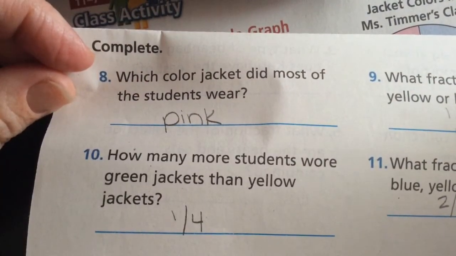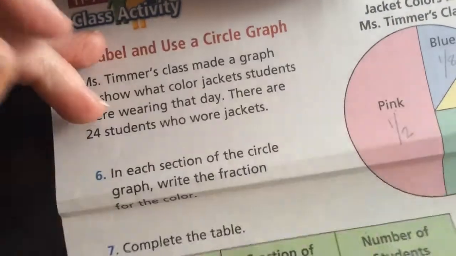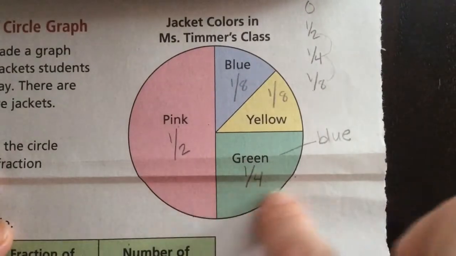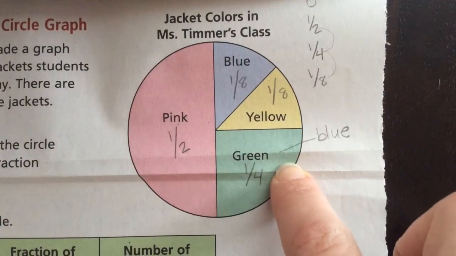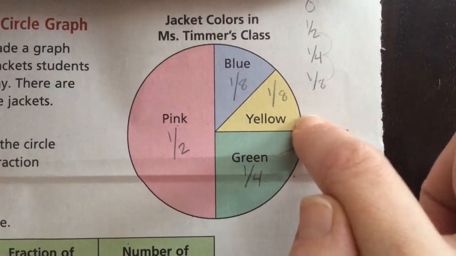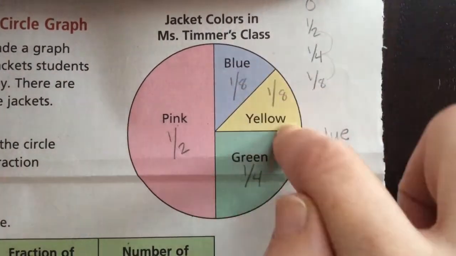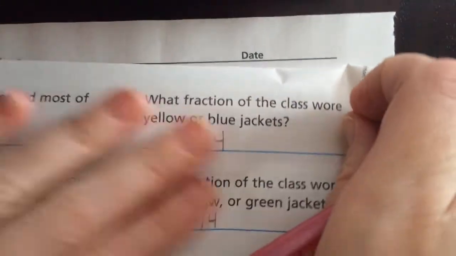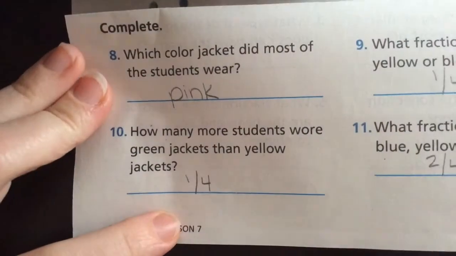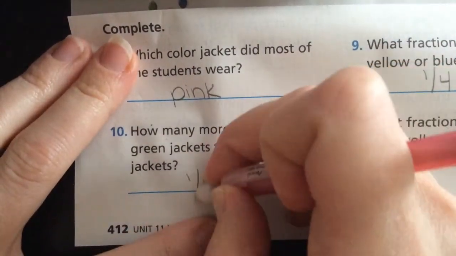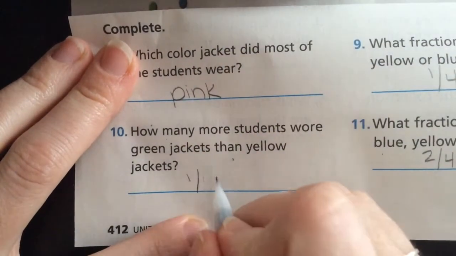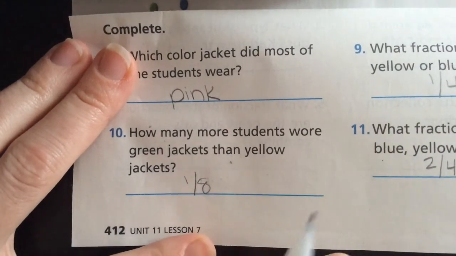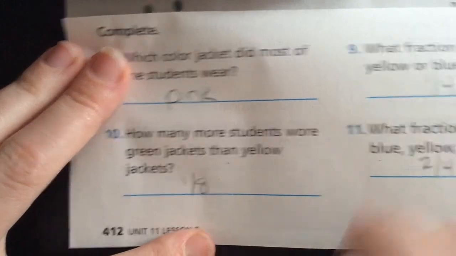Number 10, how many more students wore green jackets than yellow? Well, green is, oops, and I wrote that one wrong, I think. Oopsies. Green is 1/4. Yellow is 1/8. How much more do I need to get to the full green? It's actually 1/8. I wrote 1/4. Sorry about that. Because 1/4 is how many the green did. So it's actually 1/8 would be the difference between the two.